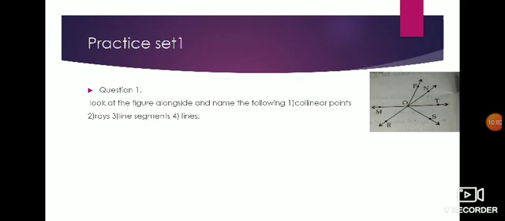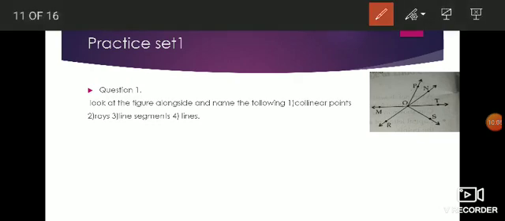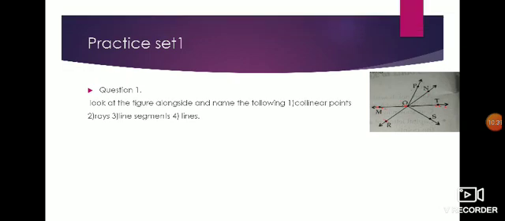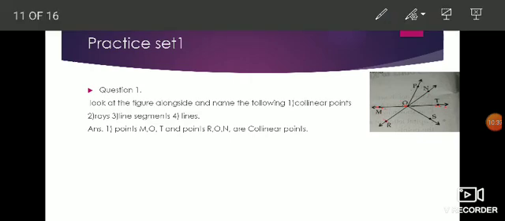Now we have to observe this figure. Here points M, O and T are present on the same line, so we can say that points M, O, T are collinear points. And here points R, O, N are also present on the same line, that is RN. So we can say that points MOT and RON are collinear points. See, our answer is correct. Now we'll see the next question.